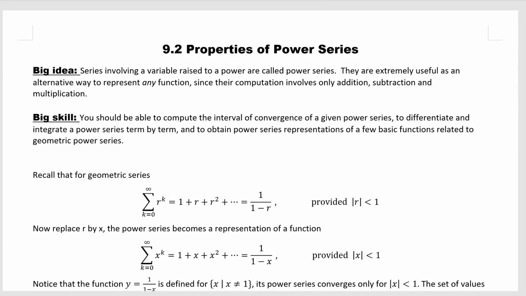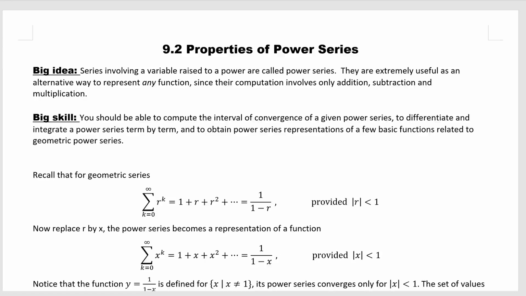the function. Big skills. You should be able to compute the interval of convergence of a given power series, to differentiate and integrate a power series term by term, and to obtain power series representation of a few basic functions related to the geometric power series.